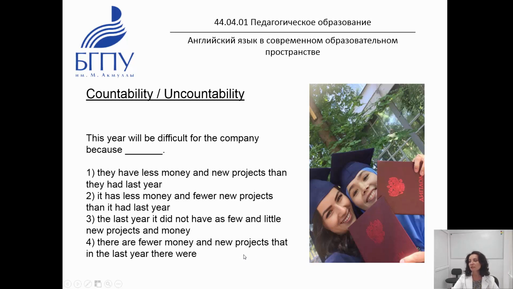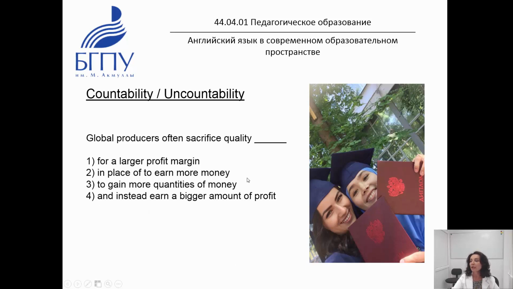With a new project, it's pretty good, but with money, there should be less, since money is an uncountable noun. Let us consider another sentence. Global producers often sacrifice quality, and then comes the insertion. So, profit margin. Margin means выгода, прибыль. And the same as money, this is an uncountable noun.